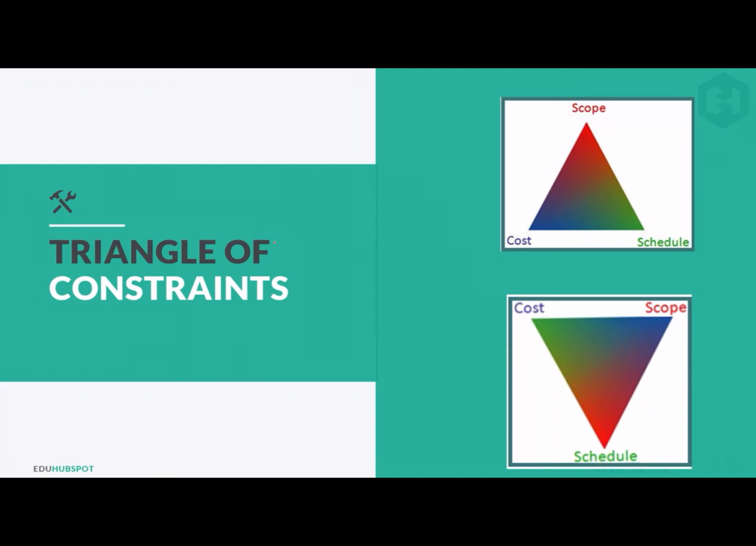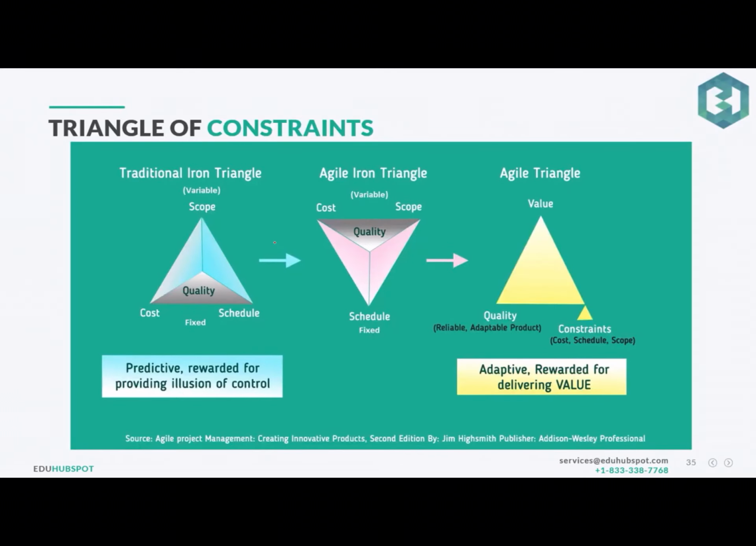Now, the last topic for the Agile introduction is this triangle of constraints, and once I'm done with that, I will once again solve some practice questions and see whether you learned these concepts, and whether you are able to apply these concepts or not. So let's see, triangle of constraints. The traditional predictive triangle, the iron triangle, was scope, cost, schedule.